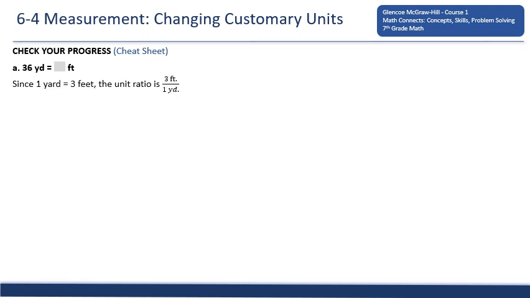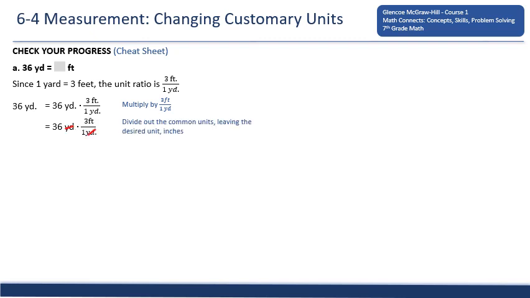36 yards equals how many feet? Since 1 yard equals 3 feet, the unit ratio is 3 feet over 1 yard. So 36 yards times 3 feet over 1 yard. And if we cancel out the common units, we get 36 times 3 feet. And if we multiply, we get 108 feet.